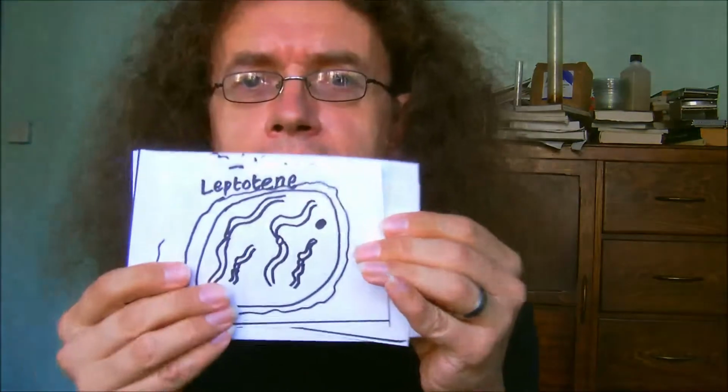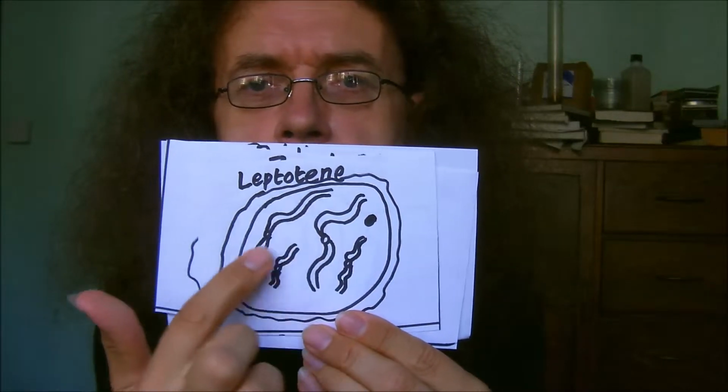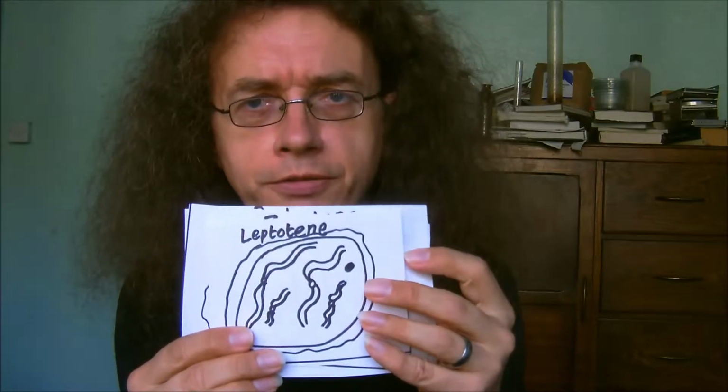The first stage is leptotene. The leptotene is where the chromosomes separate in a similar way to the mitosis one. You probably should watch the mitosis video because it's got a lot of information which I'm probably going to miss out on this video. That's the first stage.